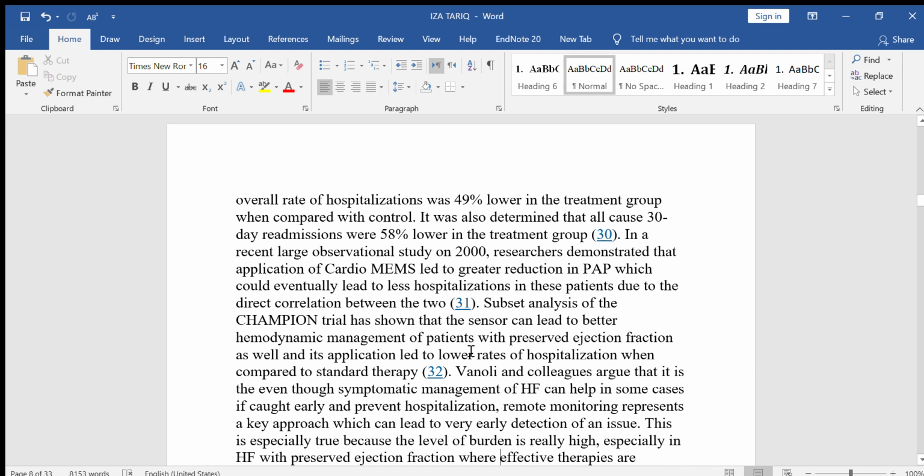The CHAMPION trial has shown that the sensor can lead to better hemodynamic management of patients with preserved ejection fraction, as well as a lower rate of hospitalization when compared to standard therapy. Benoli and colleagues argued that symptomatic management of heart failure can help in some cases if caught early, and prevent hospitalizations.